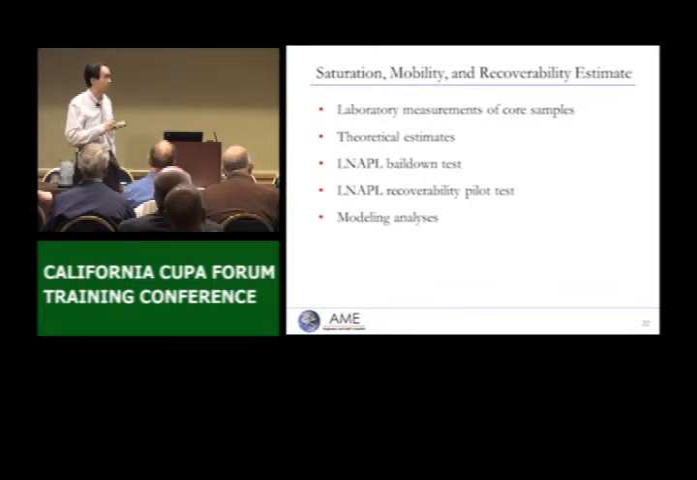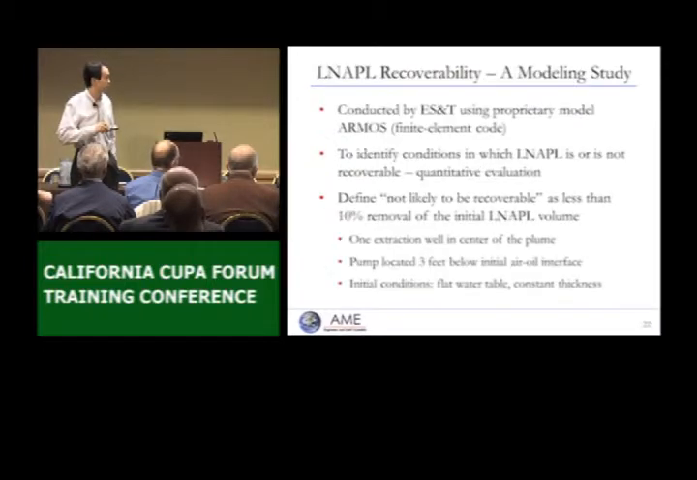Anyway, this study was conducted to identify conditions in which LNAPL is or is not recoverable. This thing is not black and white. So how much is much? How enough is enough? You have to draw a line there to make a definition. In that study, they define not likely to be recoverable as less than 10% of the initial volume. So if you try really hard and can only recover less than 10% of the initial volume, then it is called not likely to be recoverable. Otherwise, it is potentially recoverable.